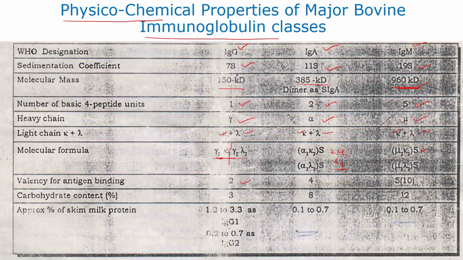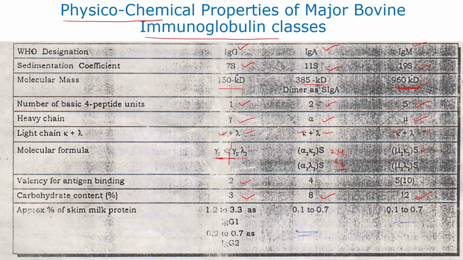Okay, now carbohydrate content. As I told you, it is the CH2 region in the heavy chain of immunoglobulins to which the carbohydrates are attached. The carbohydrate content in IgG is around 3%, in IgA it is 8%, and in IgM it is 12%.